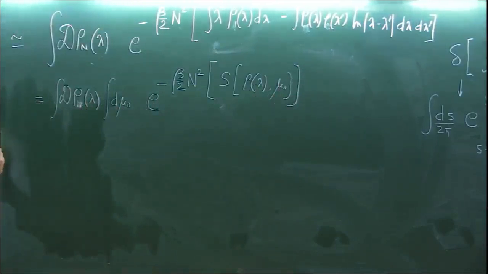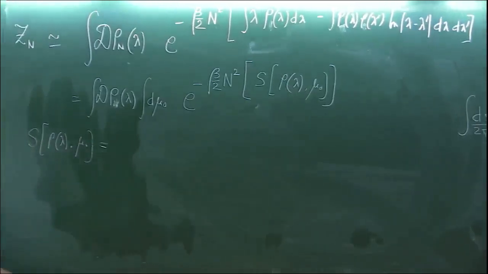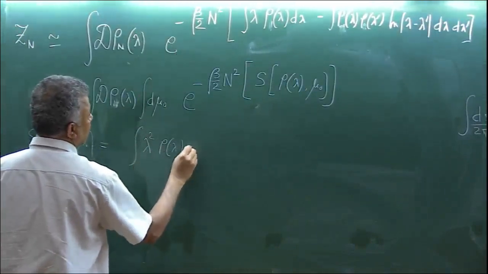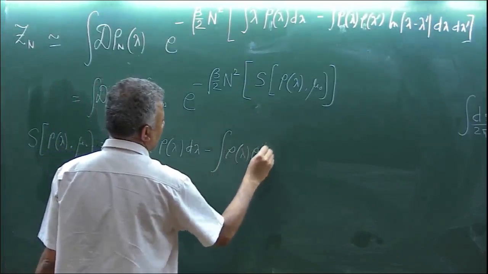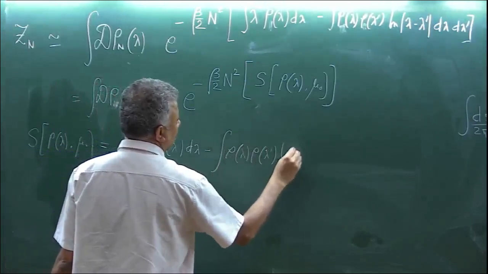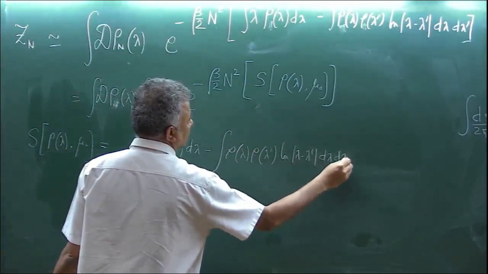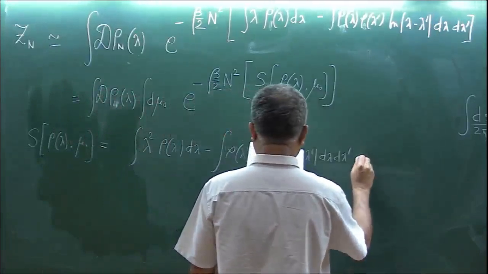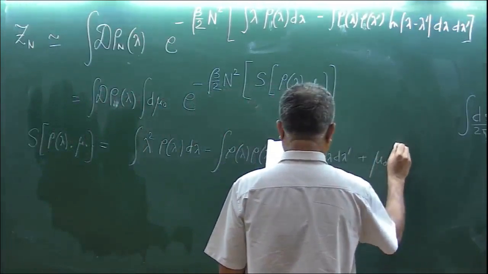And this action, which is basically the energy, is just that guy over there, lambda square rho lambda d lambda minus rho lambda prime log, and then you have this constraint, which is, let me use this notation here, plus mu naught.